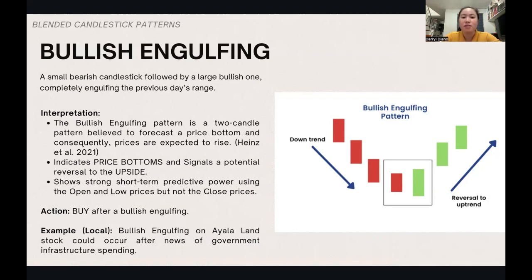Let's discuss further, starting with the bullish engulfing. It is a small bearish candlestick followed by a large bullish one, completely engulfing the previous day's range, and it forms after a downtrend where the buyers regain control, pushing the prices up.